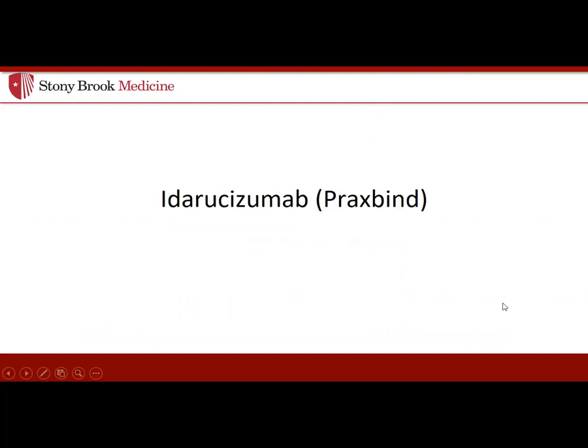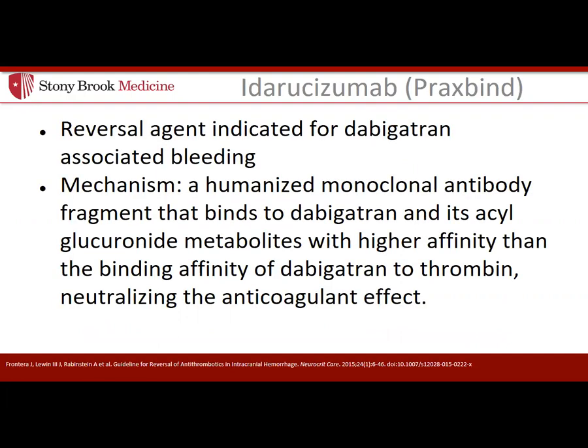So the reversal agent for dabigatran is idarucizumab or Praxbind. This one is indicated specifically for dabigatran-associated bleeding. It's a monoclonal antibody that binds to dabigatran with greater affinity than the dabigatran itself can bind to thrombin. So by doing this, it prevents it from acting in the coagulation cascade and helps to stop the bleeding.